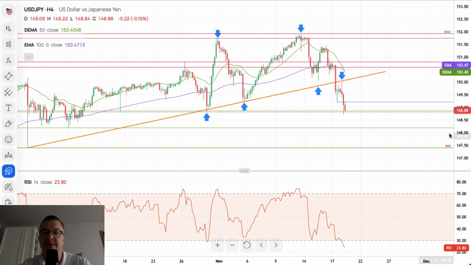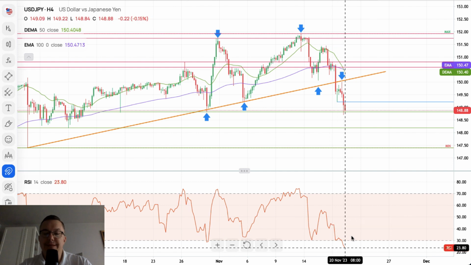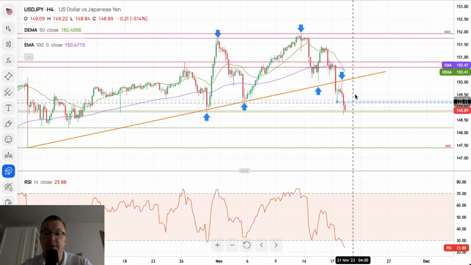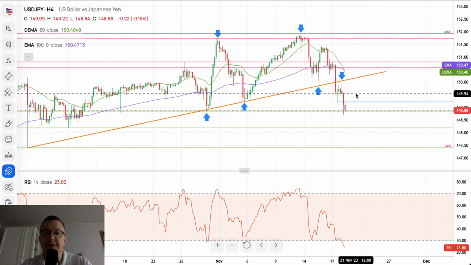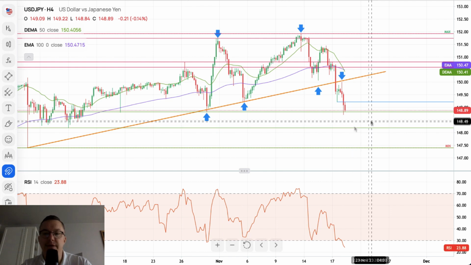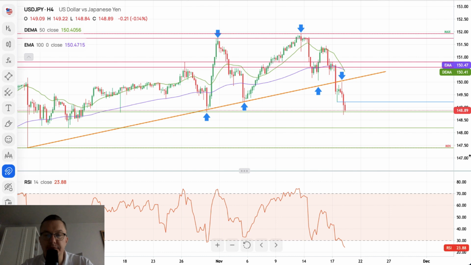So the outlook is to the downside, despite the fact that the momentum is right now extremely oversold. There is of course below the level of 30, so there might be some kind of a pullback to the upside, but please don't expect too much from this market. It looks like the bears are in full control and might push the market of the US dollar to the Japanese yen even lower. That's everything from me for today.